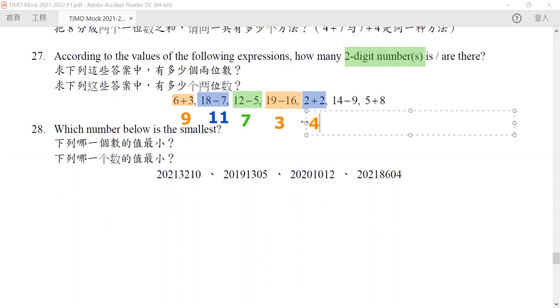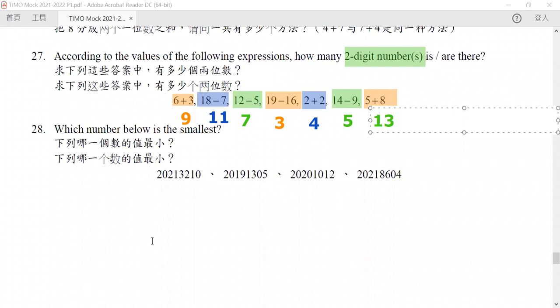Now, there's only one way for you to see whether or not it is a 2-digit number, which is to find the exact value of them. So there's no easy way of doing this question. You need to calculate each number separately. For our 14 minus 9, it is equal to 5. And finally, for our 5 plus 8, it is equal to 13.